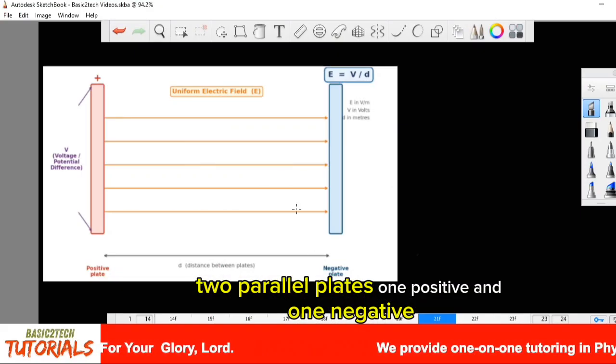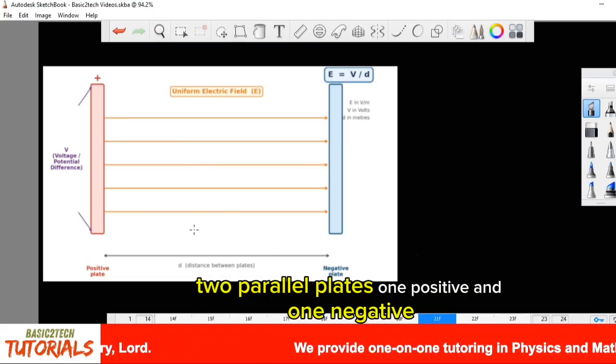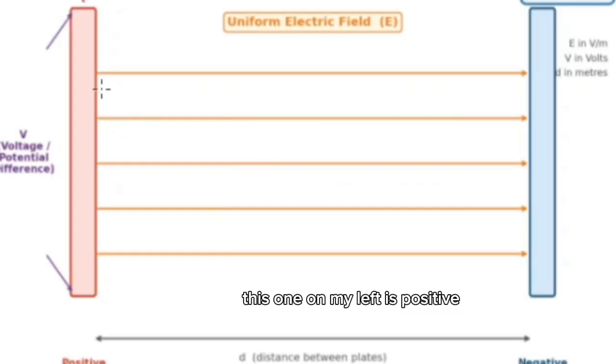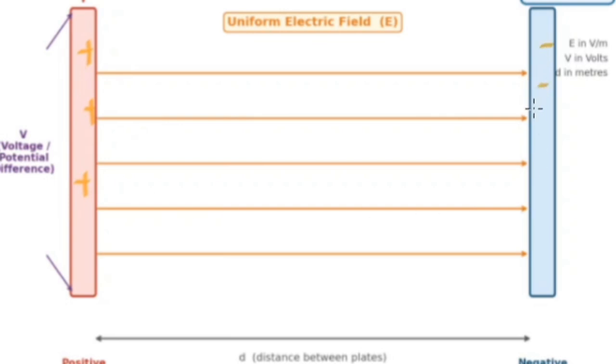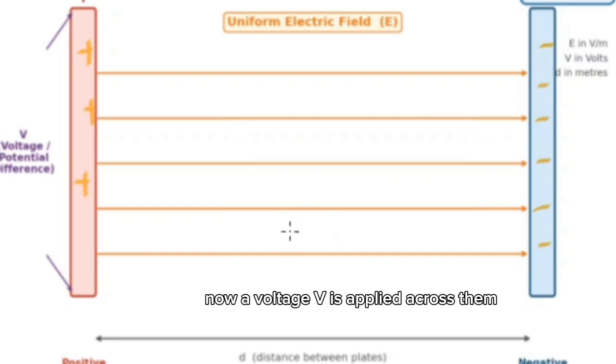Two parallel plates, one positive and one negative. This one on my left is positive, and the one on my right is the negative. Now, a voltage V is applied across them. The voltage will always flow from the positive to the negative.